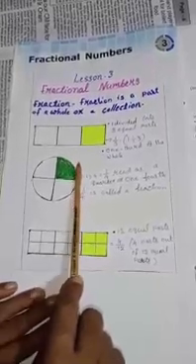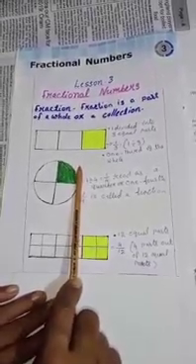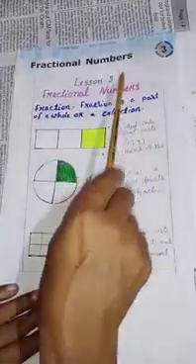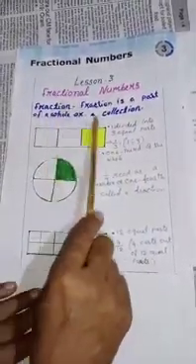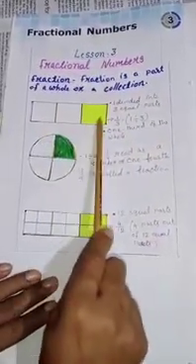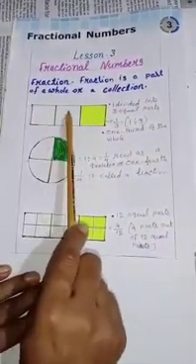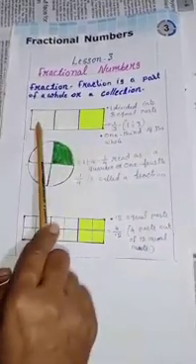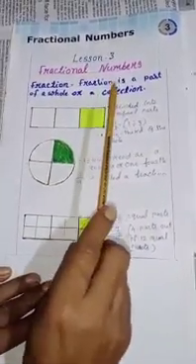Today we are going to learn mathematics lesson 3, fractional numbers. What is a fraction? A fraction is a part of a whole or a collection. Here you can see a rectangle divided into 3 equal parts. Each part is called a fraction.